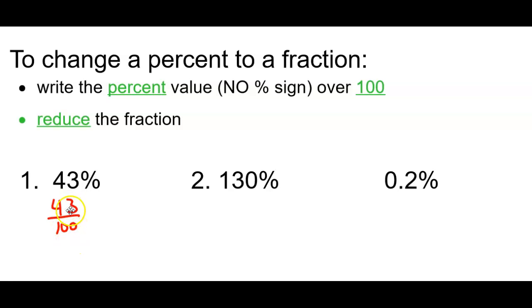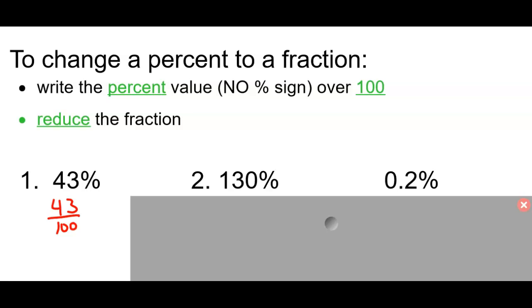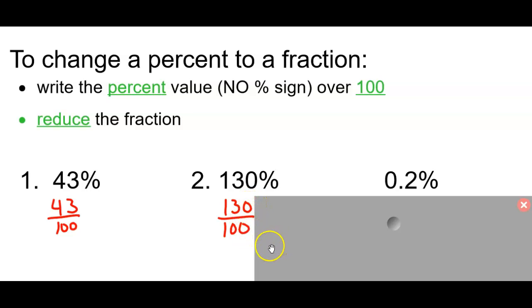Can I reduce this fraction? Can I divide both of these numbers by the same number? Nope, that's my answer. So I can't reduce that fraction. But number 2 I can. So if I do 130 over 100, now I can reduce this fraction. I can divide both of these numbers by 10. If I divide both those numbers by 10, I would get 13 over 10. Can I reduce that fraction anymore? No. So now I'm done.